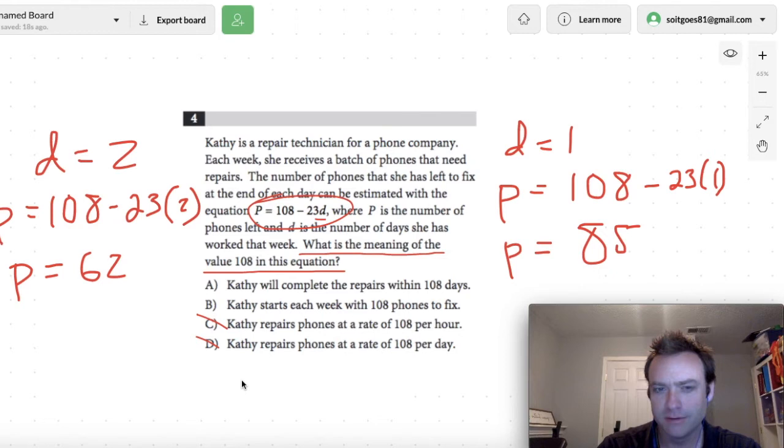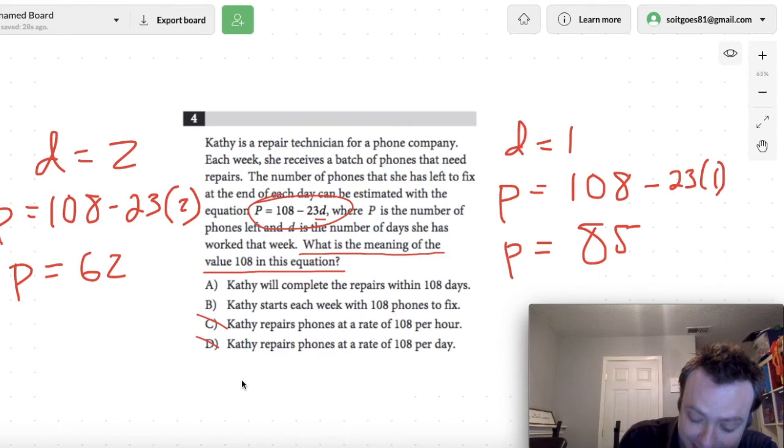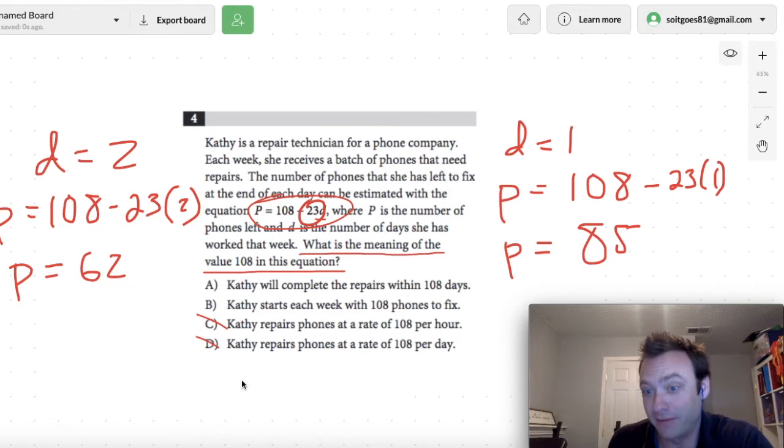How many phones is she fixing per day? Right? After she worked 1 day, she has 85 phones left to fix. After she worked 2 days, she has 62 phones left to fix. How many phones is she fixing per day? So 23. 23, right? And now we see the meaning of that value 23 in the equation. That makes sense now. Yes. Okay. All right. Oh, so then we could just use that to eliminate the last answer, right? Well, we're going to find out here in just a second.